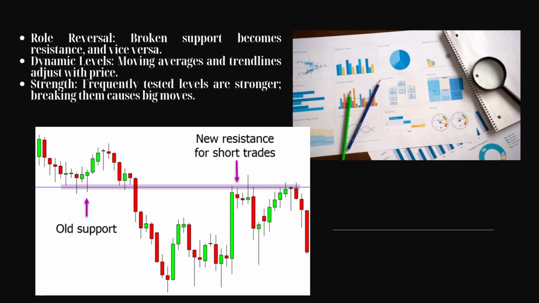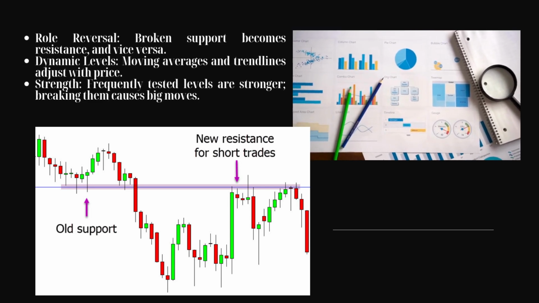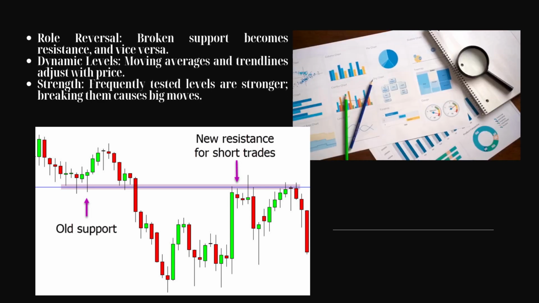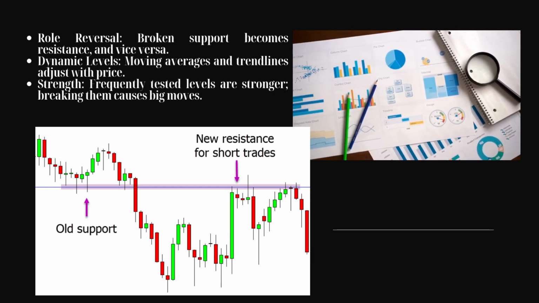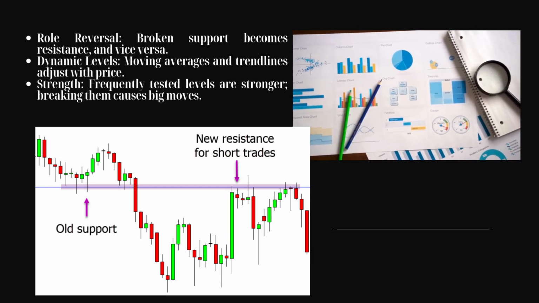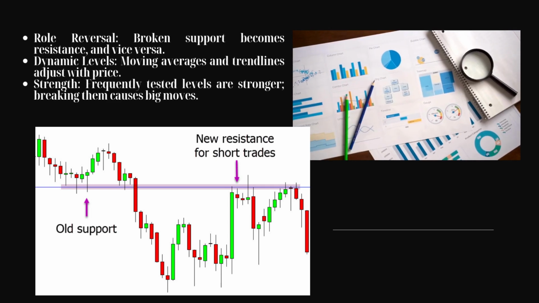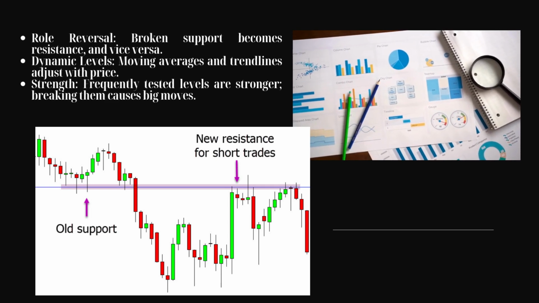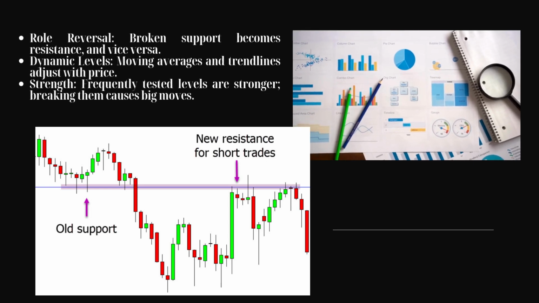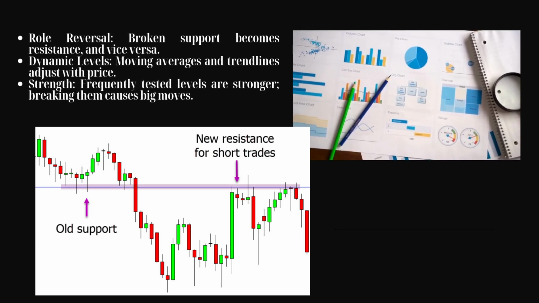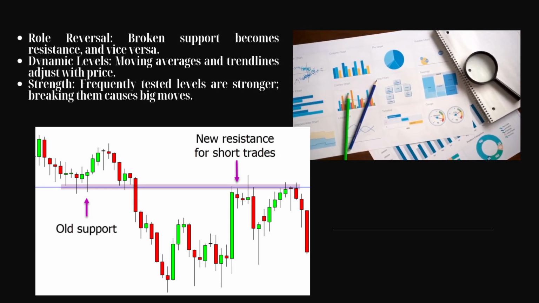Dynamic support and resistance. Moving averages. These act as dynamic support and resistance as they change with price. Trend lines. In trending markets, upward or downward sloping lines can act as dynamic levels. Strength of levels. The more times a level is tested without breaking, the stronger it becomes. Strong levels often lead to significant price reactions when broken.